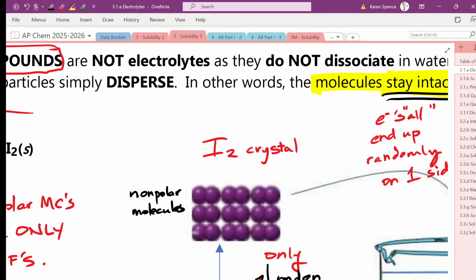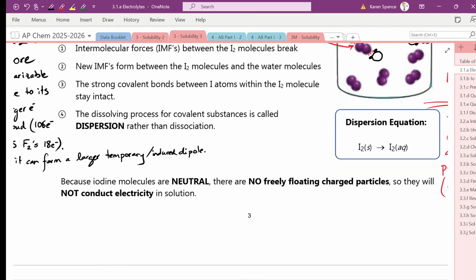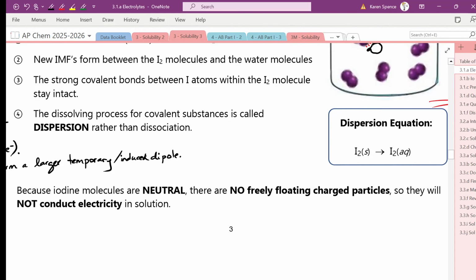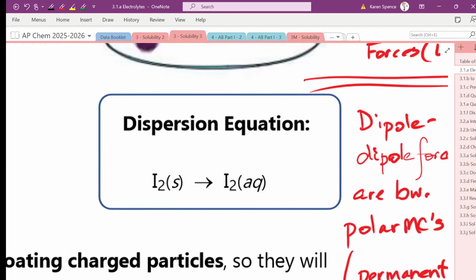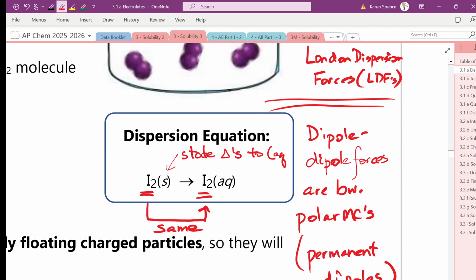Is it coming back or is it going in the first time if we haven't ever seen it before? Yes. Okay. Thank you, Baran. Okay. So iodine molecules are neutral, so there's no free-floating particles, so they will not conduct electricity. And when you write the dispersion equation, this and this are the same. The only thing that changes is we go from the state changes to aqueous. Okay? So would we all be able to write dispersion equations?